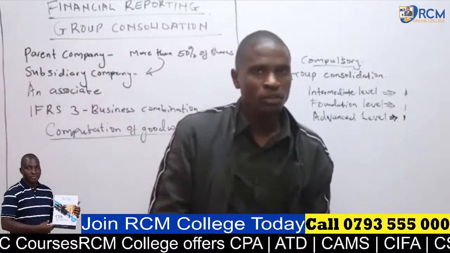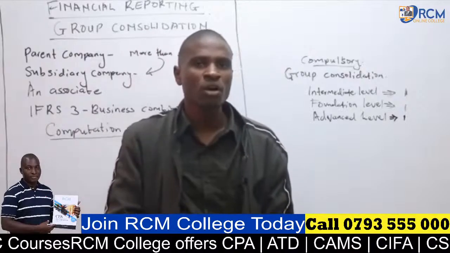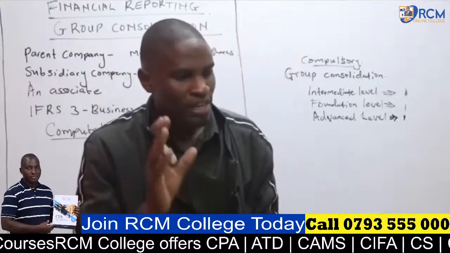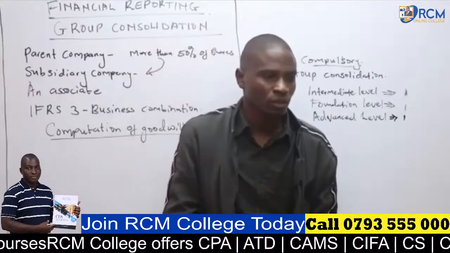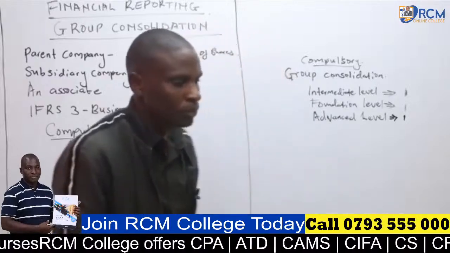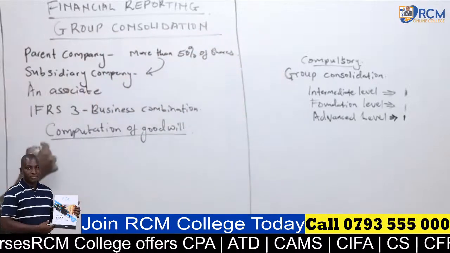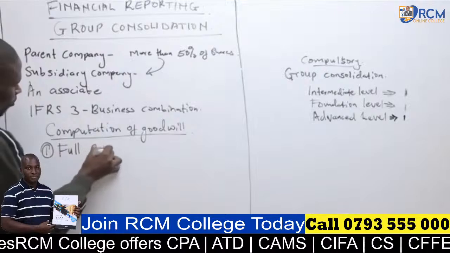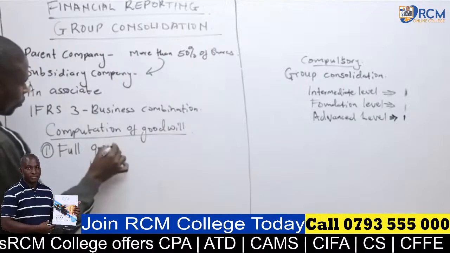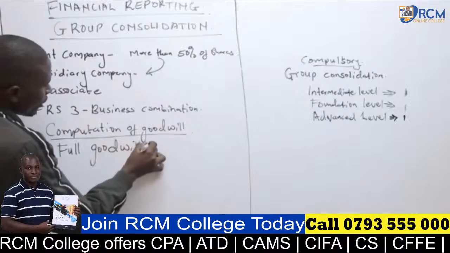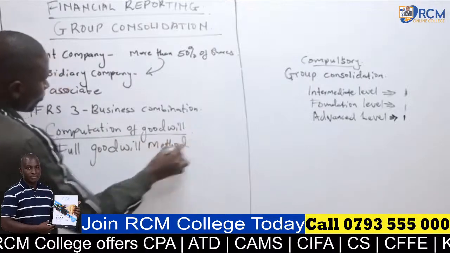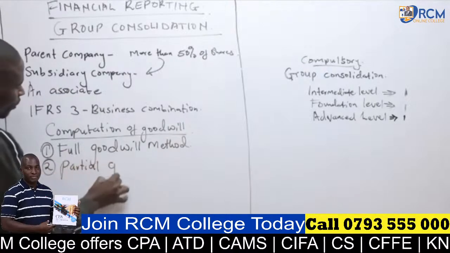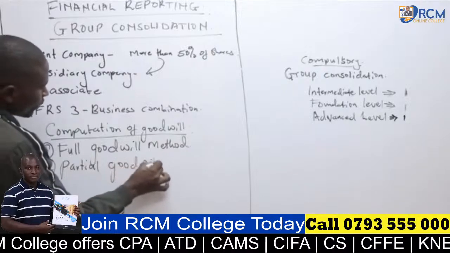Those that have passed the intermediate level, those in the advanced level, can be able to tell us one of the types of goodwill method. Two types of goodwill computation. One is the full goodwill method. Method number two is the partial goodwill method. I want to help you differentiate the two.